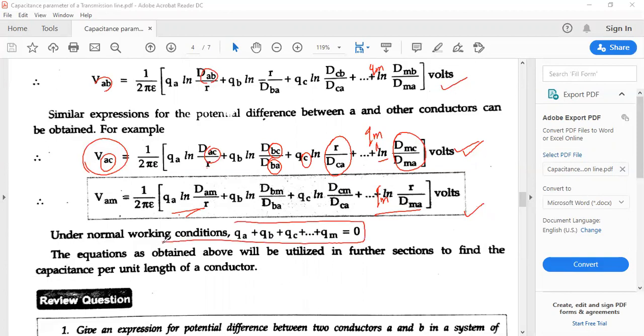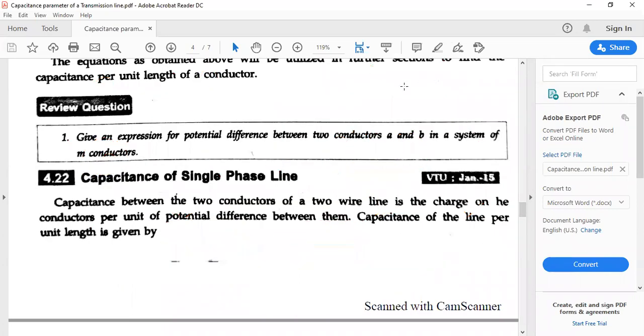Under normal working conditions, the sum of the charges is said to be 0. It will be utilized in the further section to find the capacitance per unit length of a conductor. You might get a question in your main exams: give the derivation or an expression for the potential difference between two conductors A and B in a system of M conductors. See to it that you repeat the derivations and understand the distances present, and try to understand it properly.